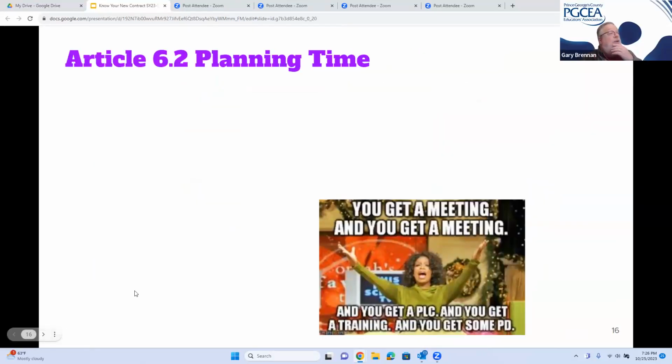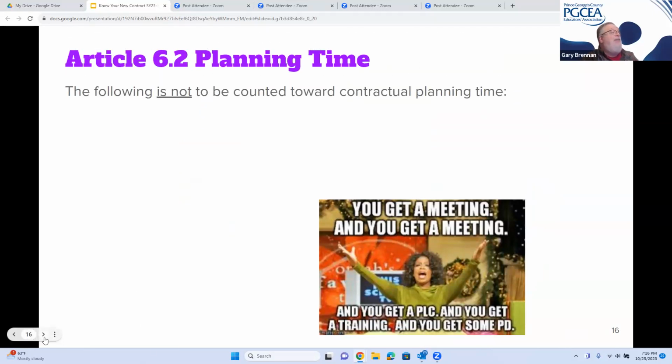Okay, so what can and can't your planning time be used for? The following is not to be counted towards contractual planning time. Collaborative planning, never. So those people that are saying one day a week, we don't have any self-directed planning because we are being told we have to collaboratively plan, that's a clear, black and white contract violation.